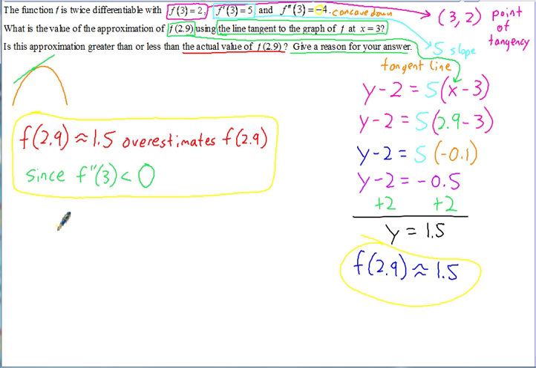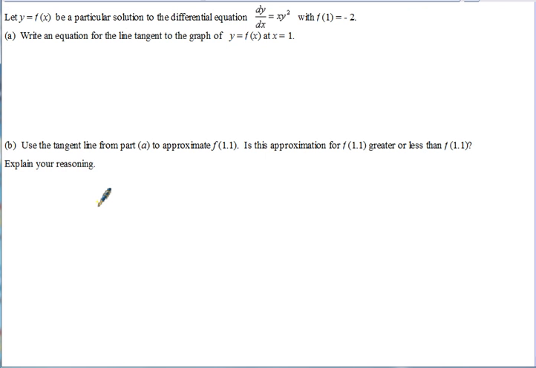Okay, let's take a look at another example. This one says that y equals f of x be a particular solution to the differential equation dy dx equals xy squared with f of 1 equal to negative 2. So there's two parts to this one. Part A says write an equation for the line tangent to the graph of y equals f of x at x equals 1.